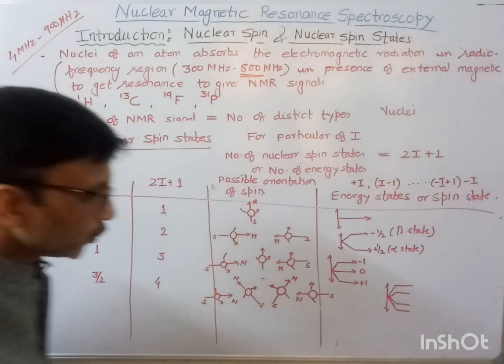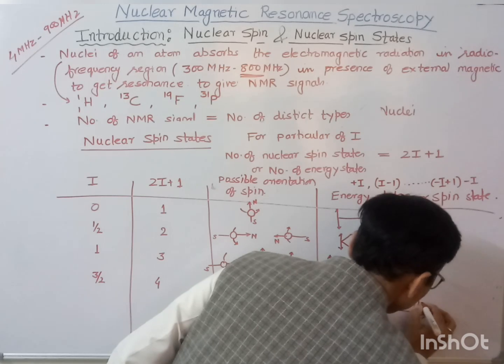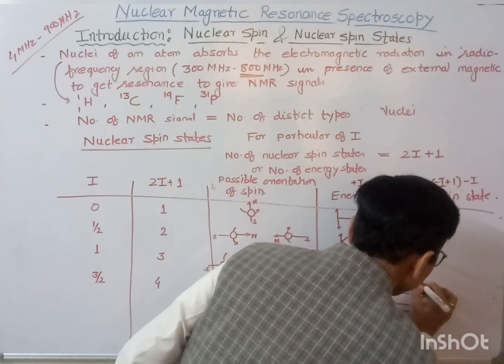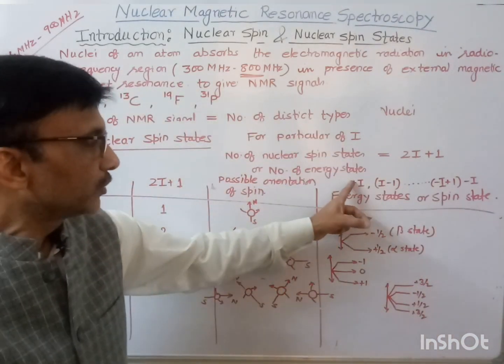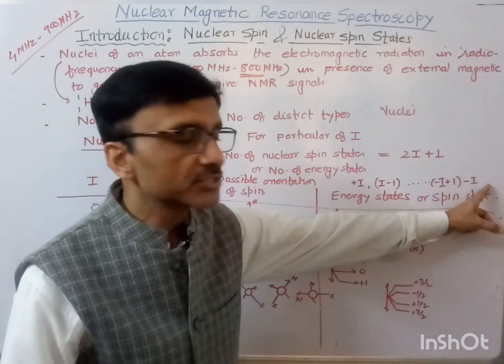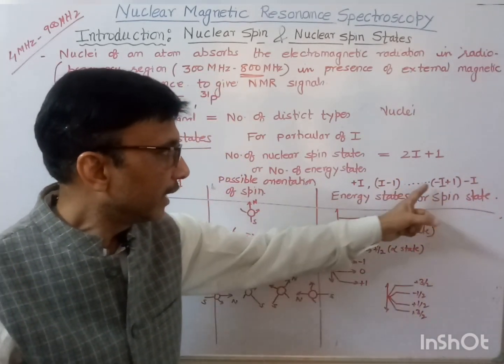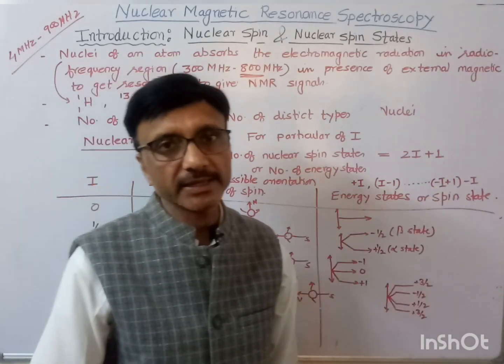Means plus 3 by 2, plus 1 by 2, minus 1 by 2 and minus 3 by 2. Okay, so that we may show. So this is plus 3 by 2, 3 by 2 minus 1 is 1 by 2, and minus 3 by 2 plus 1 is minus 1 by 2, and like this.